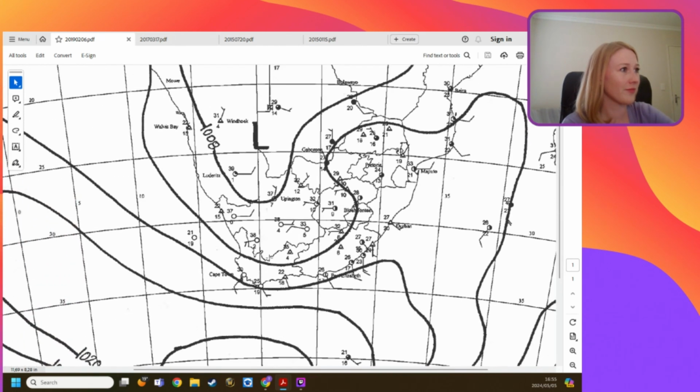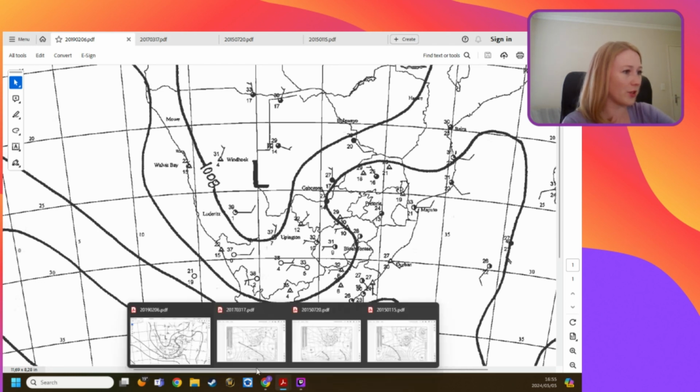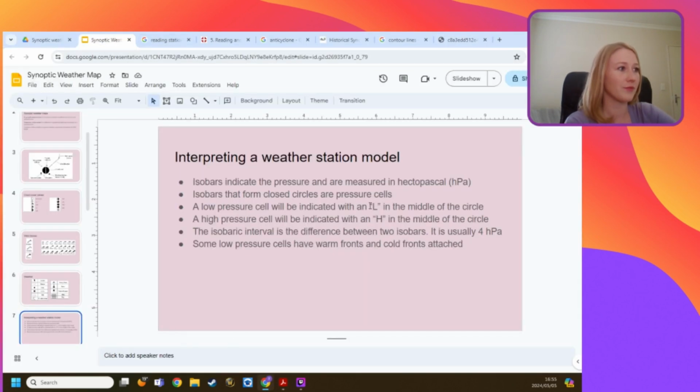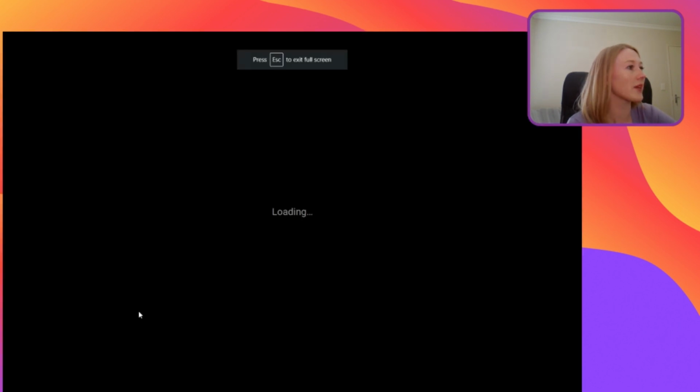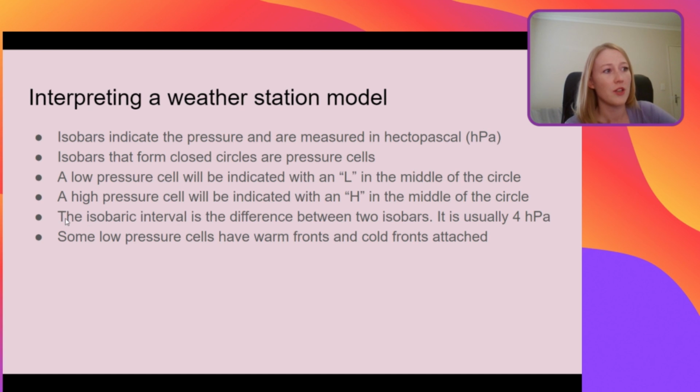Next, we have looked at the isobars. We've looked at the basics of the isobars. Isobars indicate pressure and are measured in hectopascals. And we've added over here that the interval, that's the difference between the two lines, is usually 4 hectopascals.